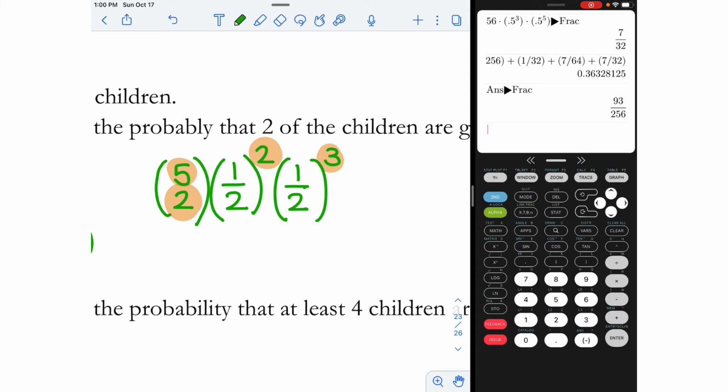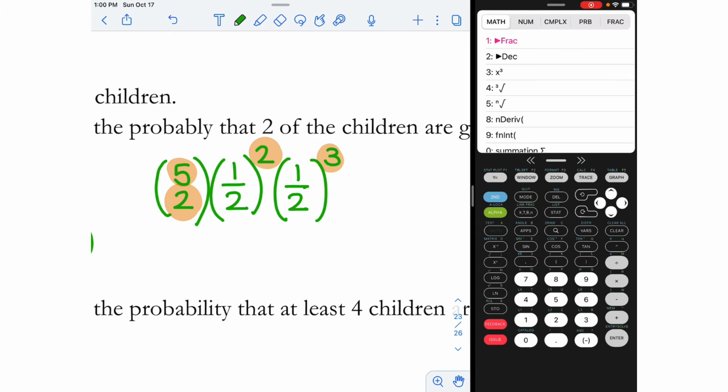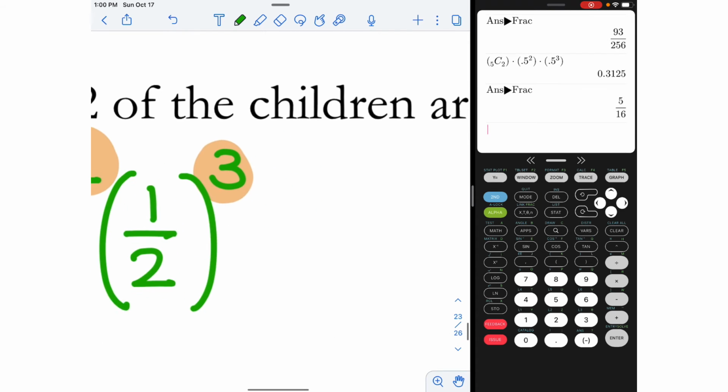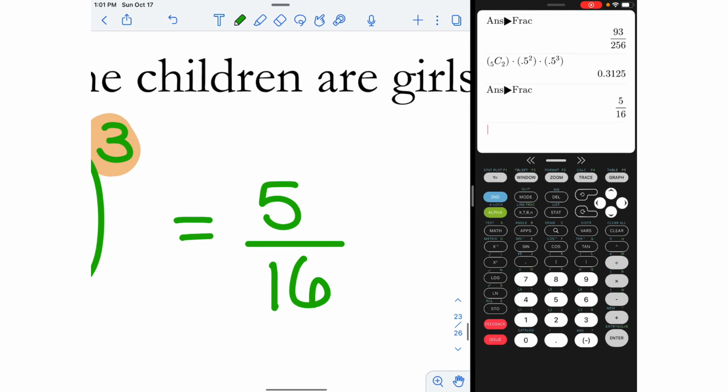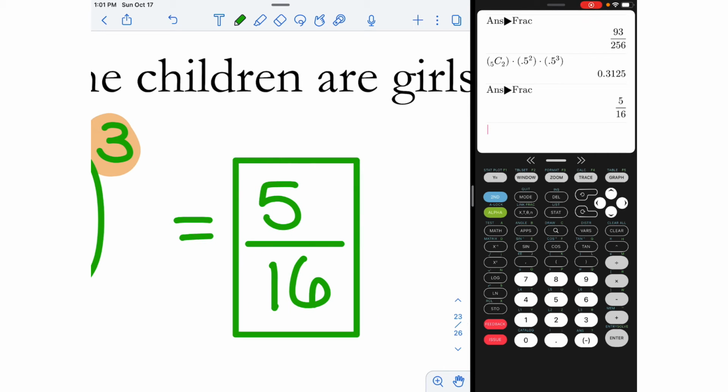So we're just going to type it into the calculator. We are going to do 5 choose 2 times 0.5 to the second times 0.5 to the third. And that's my answer, 5/16. Hopefully, right now you were like, oh, this is not that bad. It looks bad. It's not that bad.